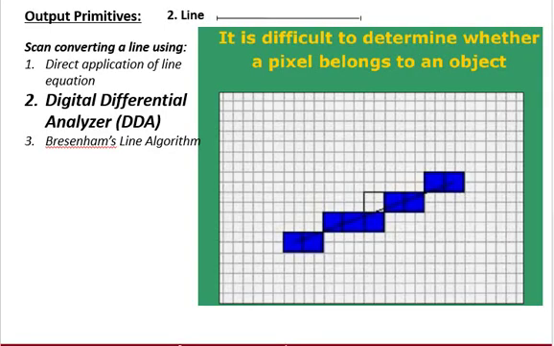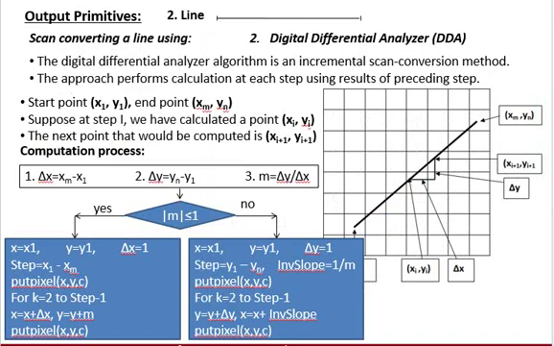Hello everyone. Today we will start our lesson from DDA line drawing algorithm. In DDA line drawing algorithm, we have the starting point x1, y1 and the ending point x2, y2. Suppose at step 1 we have calculated the point xi and yi, then the next point will be xi plus 1 and yi plus 1.